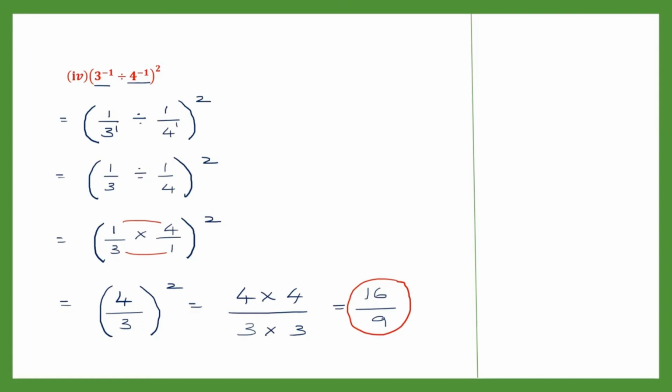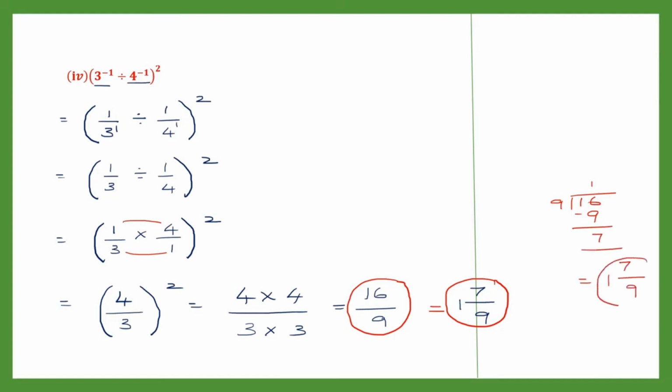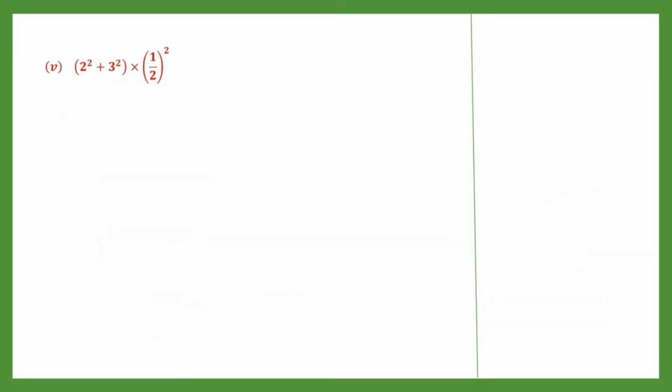Now we can also convert this to an improper fraction. Now this is an improper fraction. We can convert it to a mixed number. How? 9 ones are 9, then what is remaining? 9 ones are 9, and what is left is 7, 7 by 9. Now, if we have to do this division, this is how we quickly do it. 9 ones are 9, 16 minus 9 is 7. So when we write our mixed number, we write the quotient and then the remainder and then the divisor, and that's how we got 7 by 9.